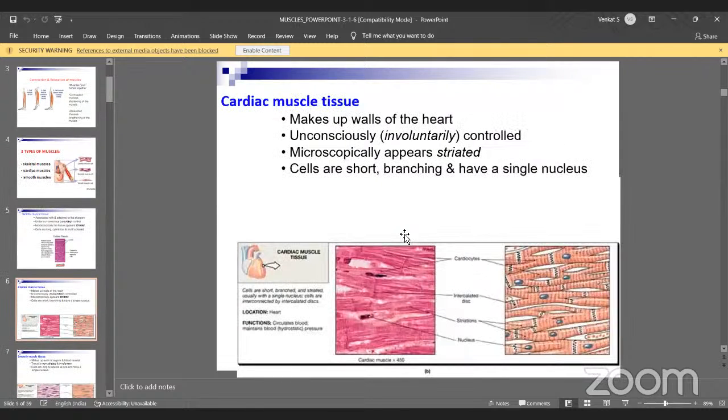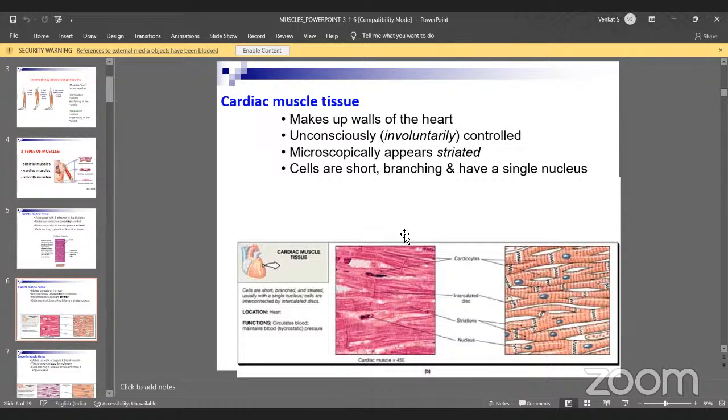The next one, the cardiac muscle tissues. Cardiac muscle tissue makes up the walls of the heart. The heart structure is divided into layers: the epicardium and endocardium, with the middle place filled with fluid. This fluid protects the heart from shocks from outside. Because cardiac muscles make up the walls of the heart, they are controlled unconsciously. This is called involuntary muscle, located in the heart.